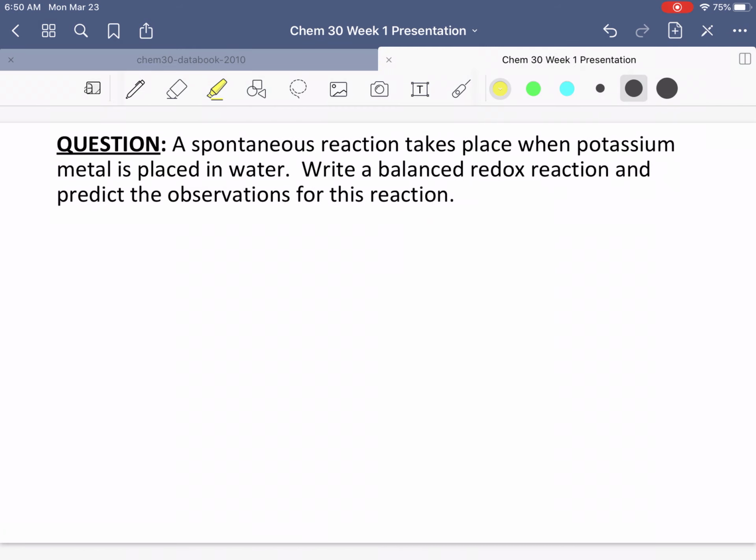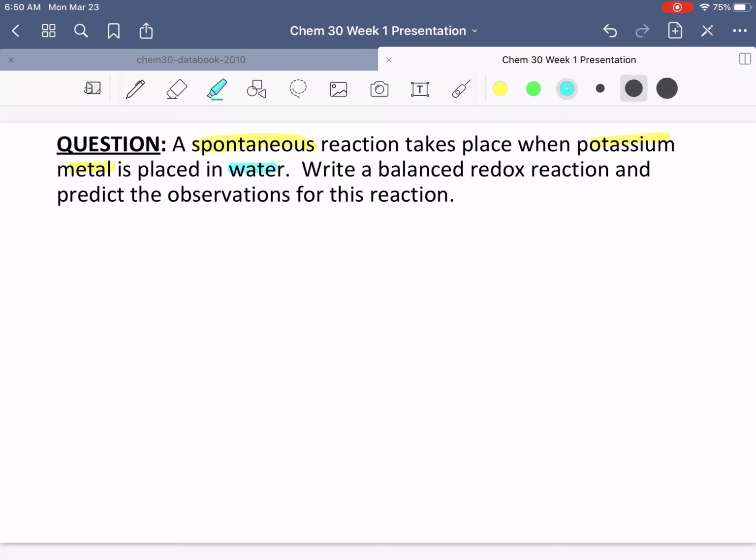Here's another question. I'm telling you straight out that this one's spontaneous, so you know that you're going to see observations. Now, take note of what's going on. Potassium metal is being, and we've got our other entity, placed in water. This is a very simple reaction, right?